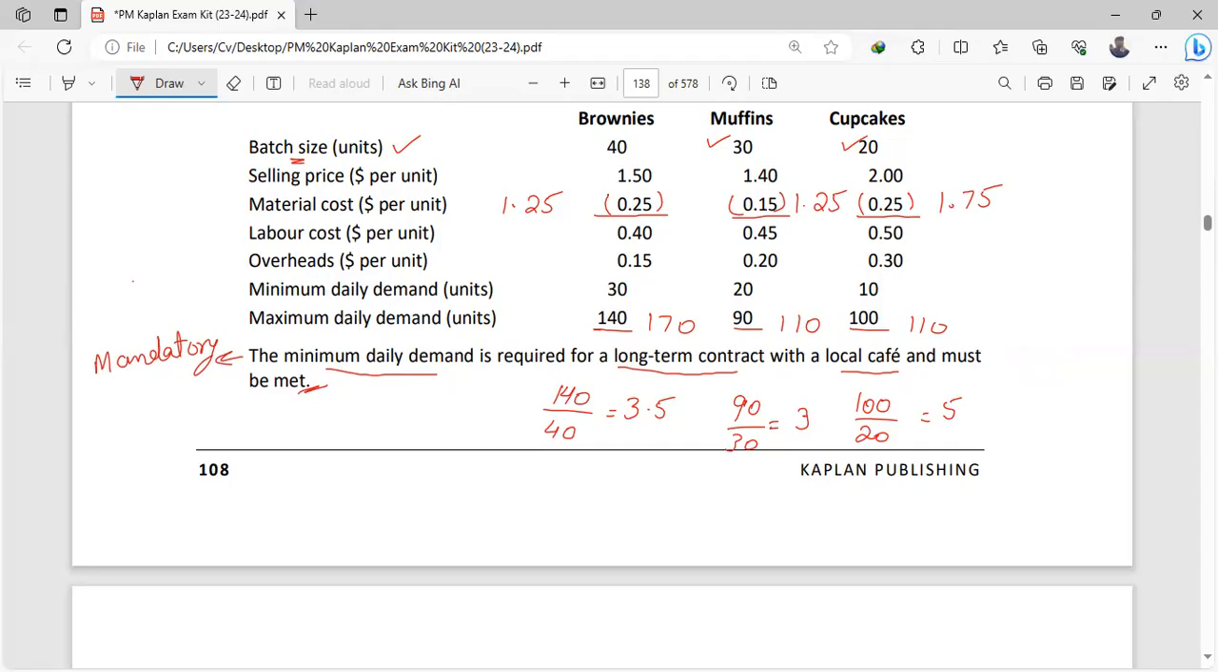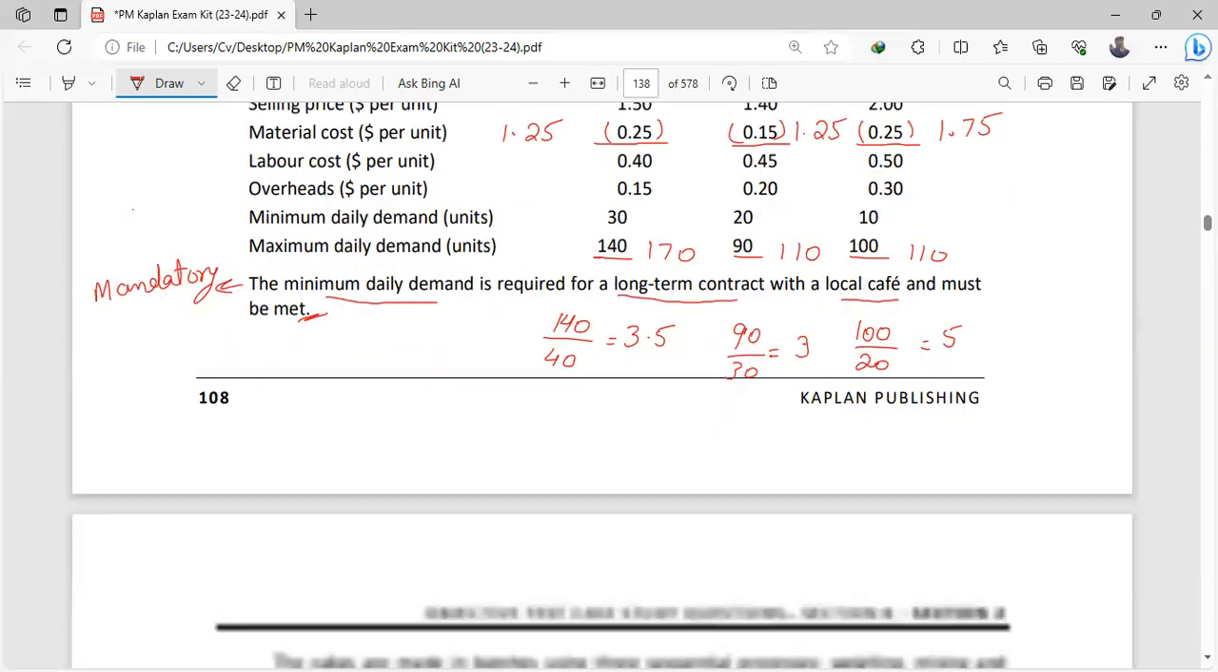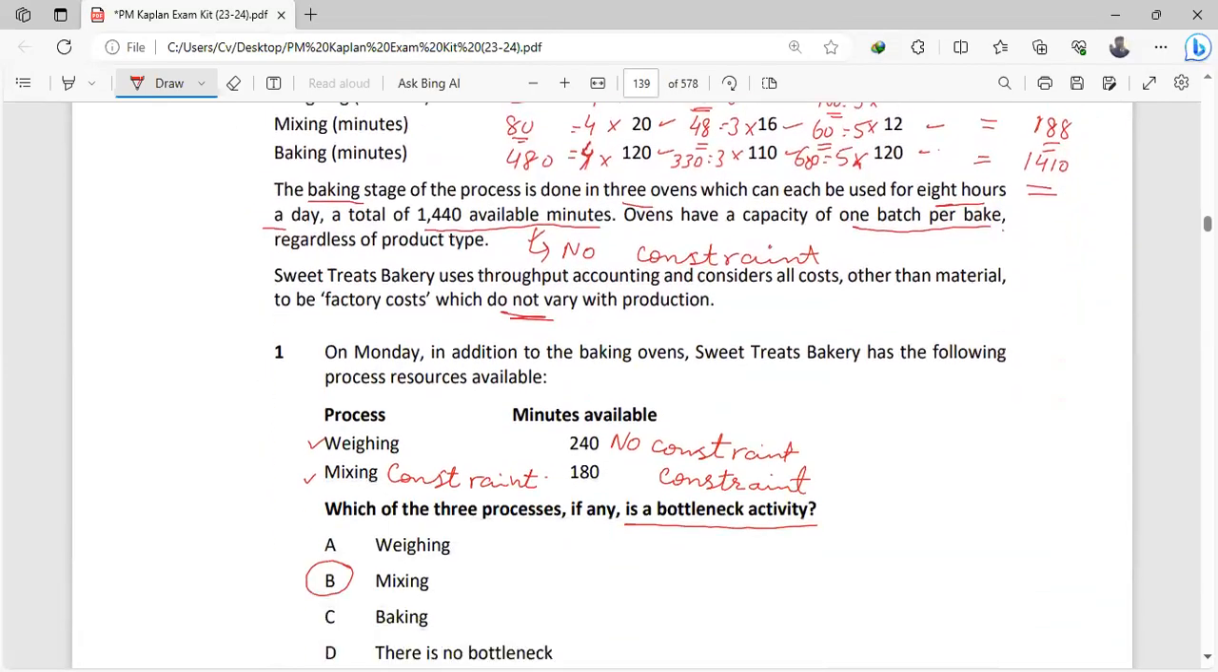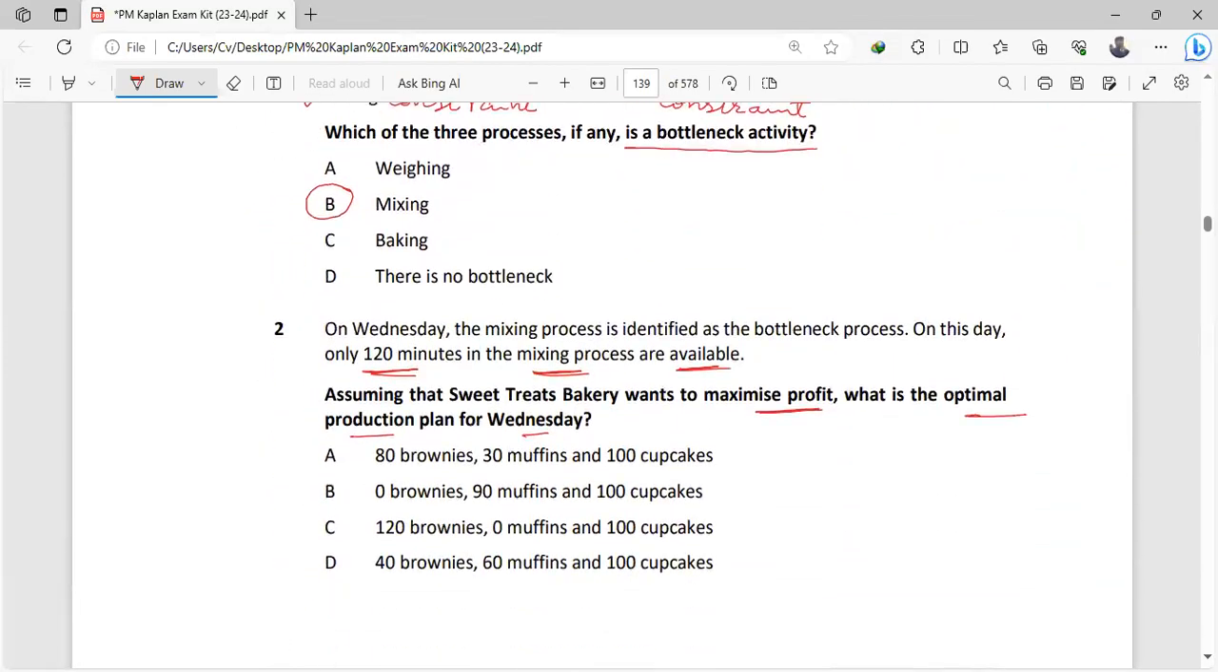Now what to do? The second step is to calculate throughput per hour. What is this throughput per hour? We are facing a shortage of mixing. And mixing requires 20 minutes per batch for brownies, 16 minutes per batch for muffins, and 12 minutes per batch for cupcakes. So in the second step, we will calculate throughput per hour.